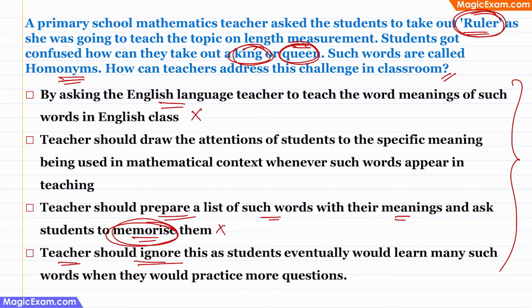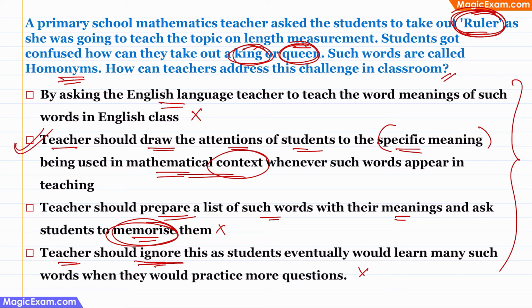Then teacher should ignore this as the students will eventually learn. Now, no, you should not ignore. You have to clarify that doubt there itself, and you have to take the opportunity to teach something to the students. So ignoring cannot be the correct answer, which leaves us with one option. Teacher should draw attention of the students to the specific meaning being used in the mathematical context whenever such words are appearing in teaching. So as I said, depending on the context, the same word with the same spelling can mean two different things. So the teacher has to teach the specific meaning in that context, that is the mathematical context, when such words are appearing. So this is the correct answer.